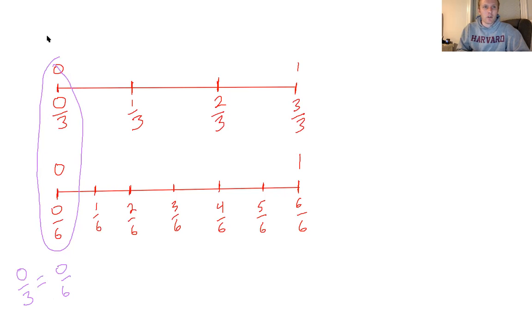So if I had another number line over here, like this, do that last one.